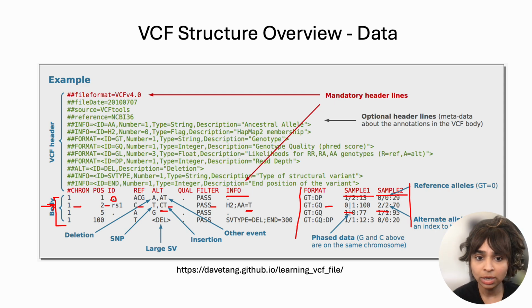So in short, the vertical symbol means phased, so we know the chromosome origin, and the slash means unphased, where we don't know which parent contributed which allele. So that is how you will read the data section.